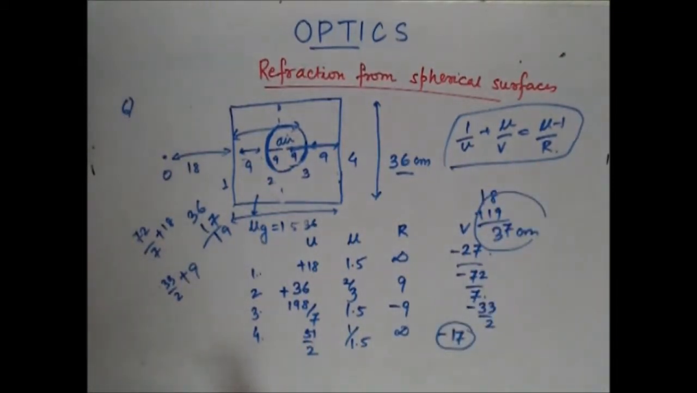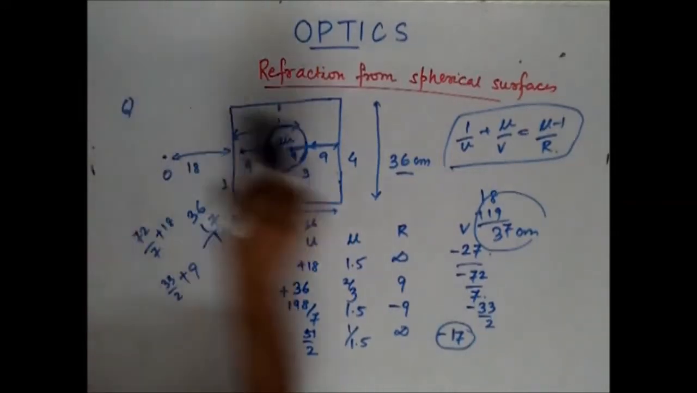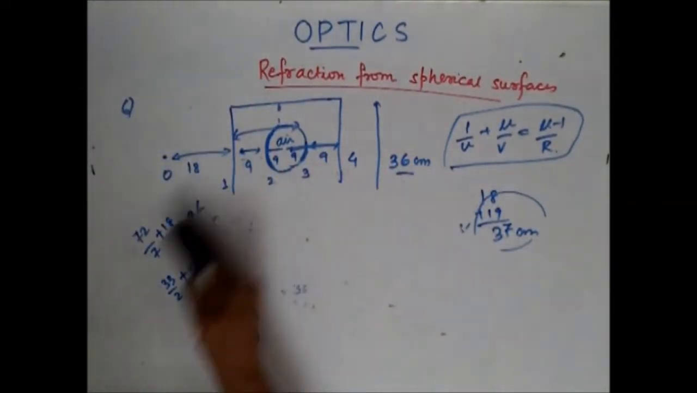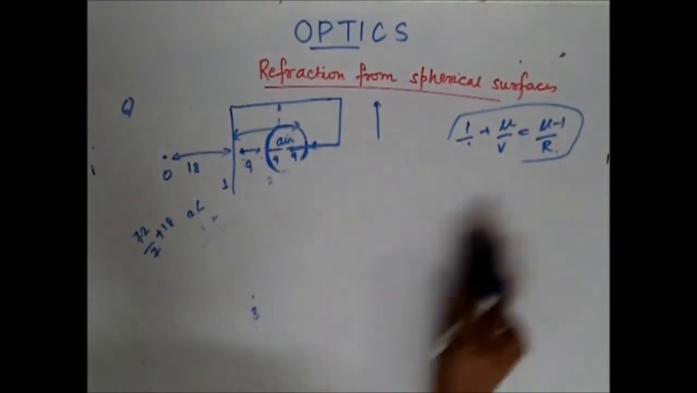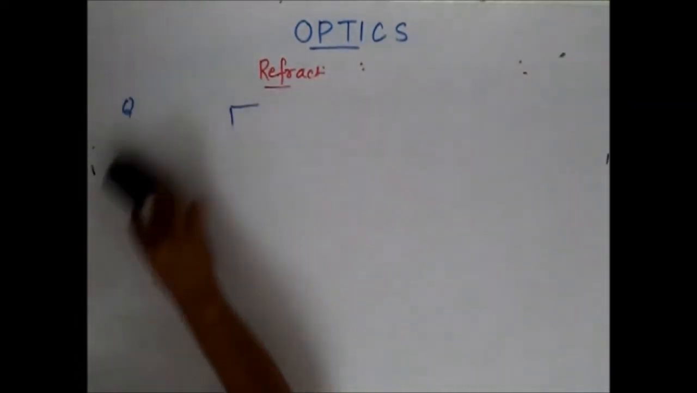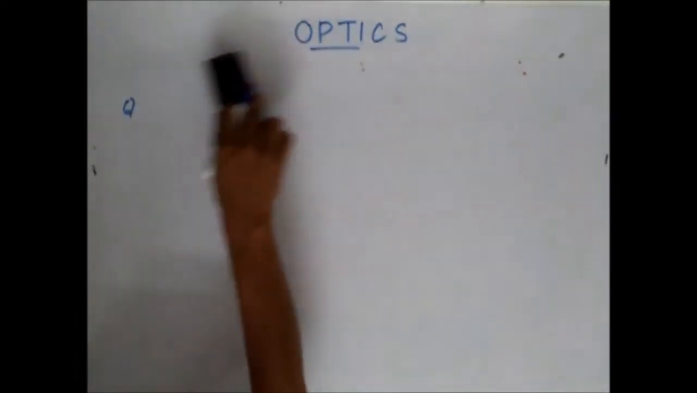Okay, so I hope we are done with the topic of spherical surfaces. Now let's take one more topic, that is combination and silvering of lenses.